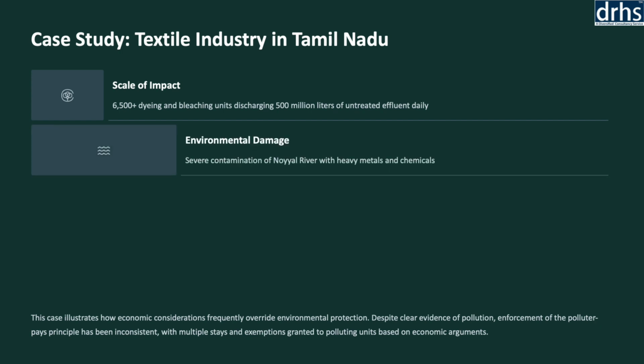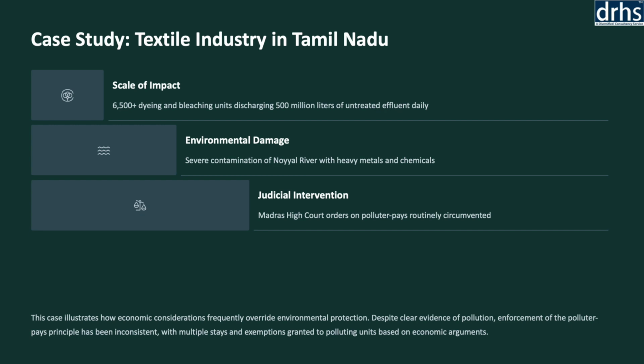The most visible consequence was the pollution of the Noyyal River, once a lifeline of agriculture in the region. Studies revealed dangerously high levels of total dissolved solids, that is TDS, heavy metals, and other pollutants in the river. This led to groundwater contamination and the loss of over 30,000 hectares of cultivable land, rendering it barren. Farmers' livelihoods were severely impacted and public health concerns increased due to toxic exposure.